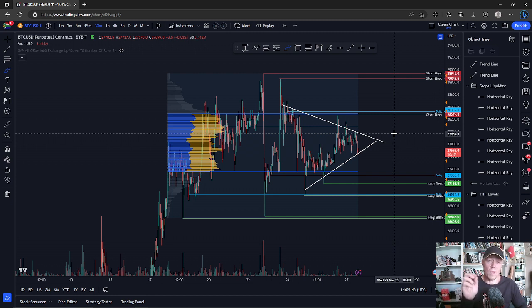Trade safely, make sure you use stop losses, and make sure you trade value. Don't get trapped into trading price, because price is merely an advertising mechanism for value. Trade value, not price.